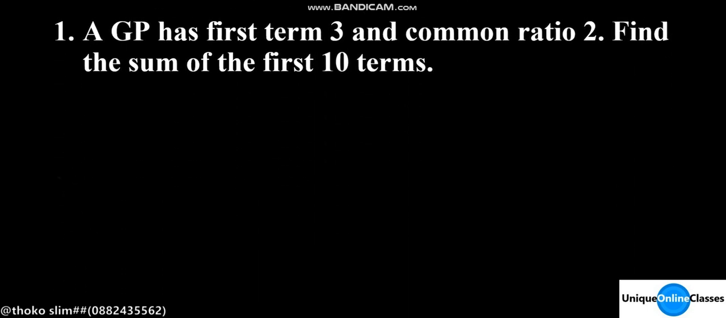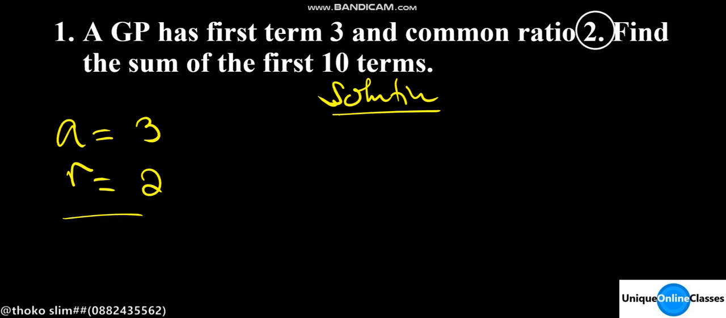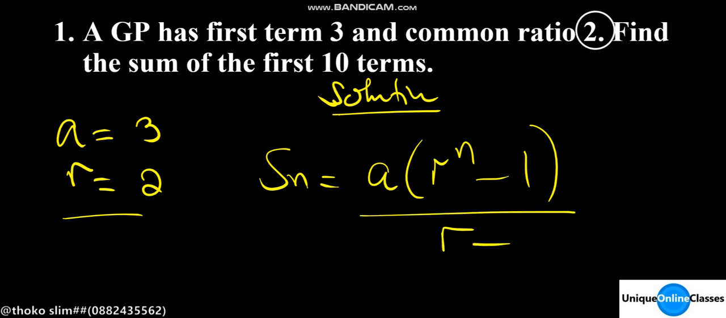Our first example: a GP has the first term 3 and the common ratio 2. We should find the sum of the first 10 terms. Solution: we have a as 3 and r as 2. We can see that our r is greater than 1. So the formula we are going to use here is Sn equals a, open bracket, r to the power n minus 1, divided by r minus 1.